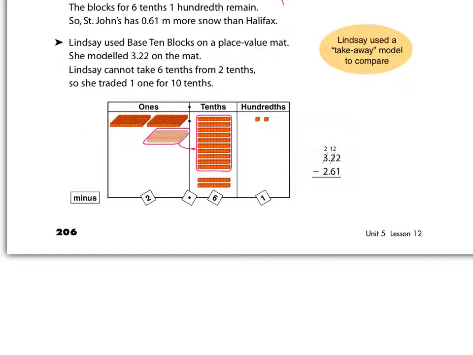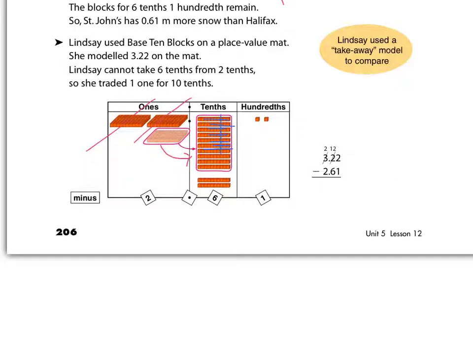The 2s she can get rid of. So she's taking those 2s away. She has to do some regrouping here in order to make this happen. So she switches one flat into the rods, and she has to take 6 of them away. So 1, 2, 3, 4, 5, 6. I think that's 6. 1, 2, 3, 4, 5, 6. Yep. Okay, so she's left with 3 there. And 2.